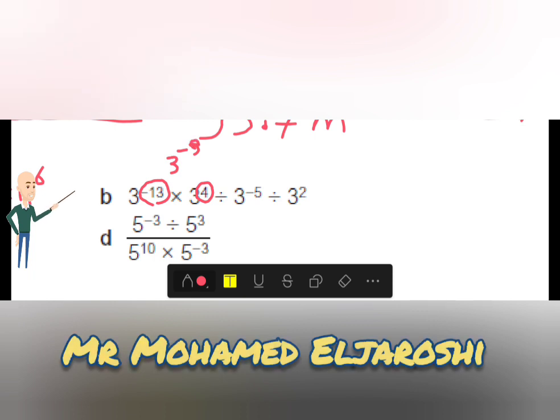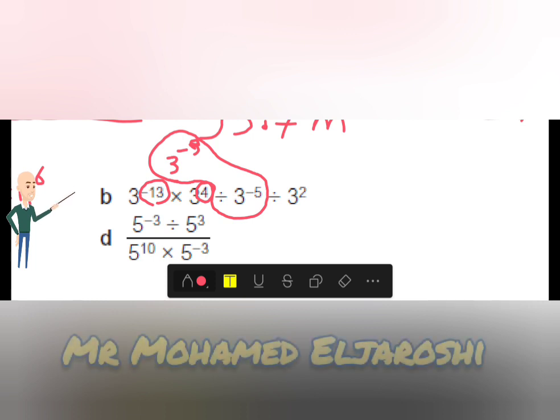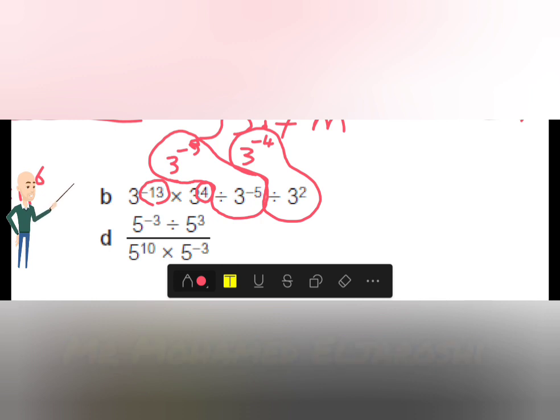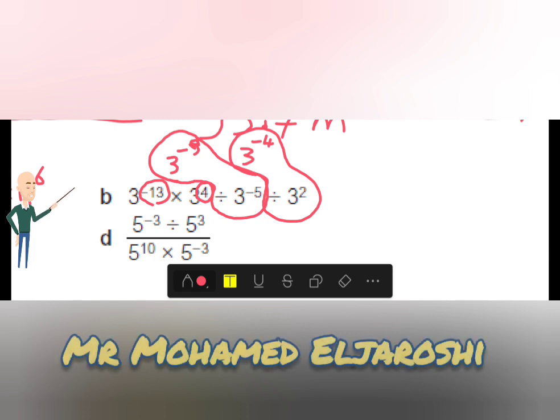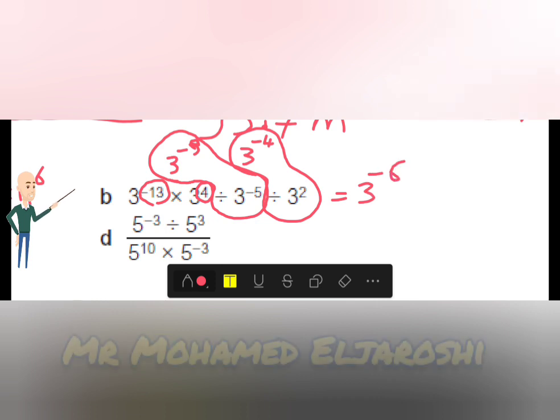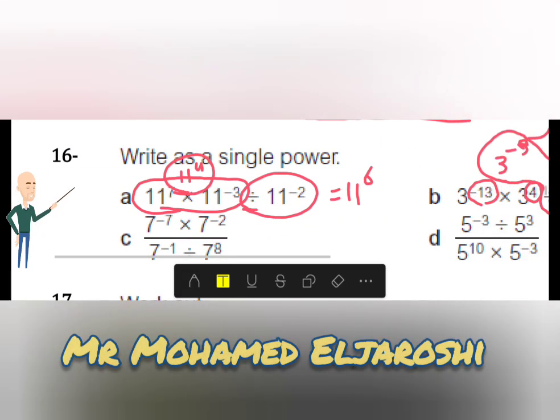And then you take this answer with this question. So when we divide, we subtract the powers. So it's going to be negative 9 minus 5. Focus on the operations and the signs. It's going to be negative 14. So 3 power of negative 14. And then we take this with this. So because it's division, we subtract the powers. So it's going to be negative 14 minus 2 equals negative 16. So the answer will be 3 power of negative 16. Very good. Now let's take a look at the next one.